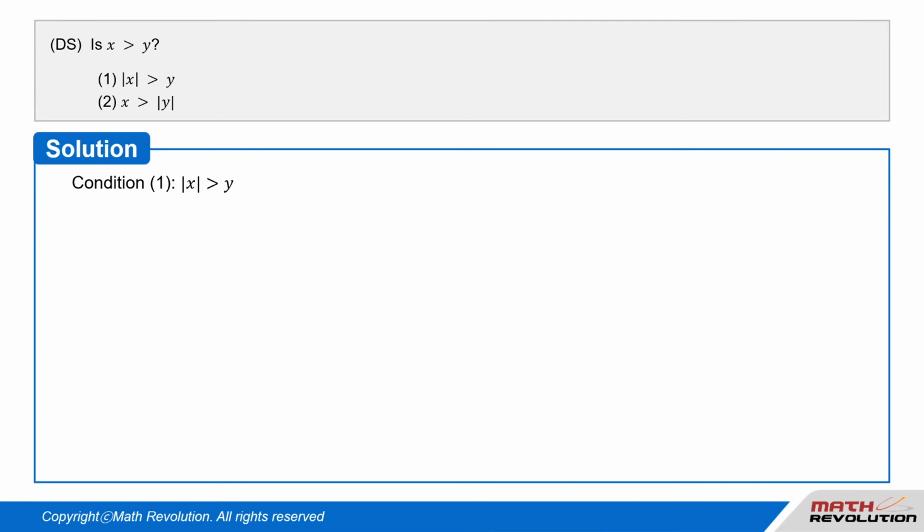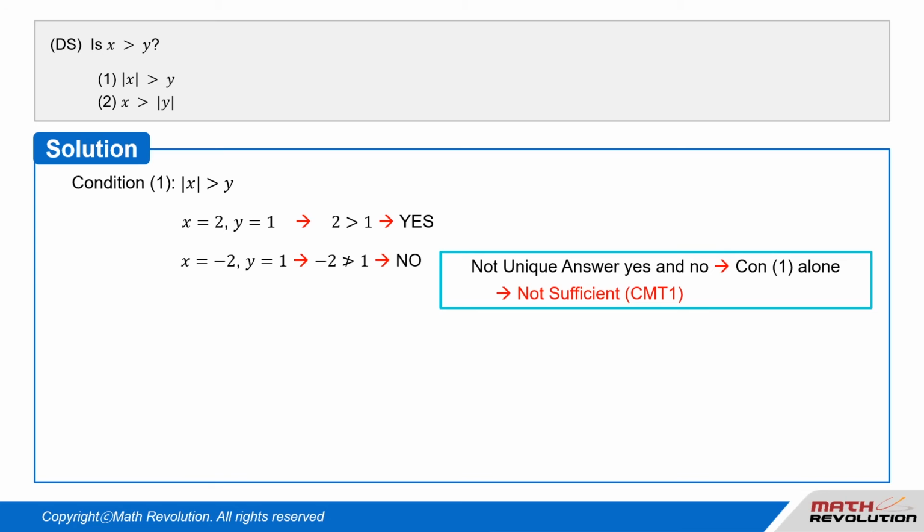Condition 1 tells us that absolute value of x is greater than y. If x equals 2 and y equals 1, we get 2 is greater than 1, which is yes. However, if x equals negative 2 and y equals 1, we get negative 2 is less than 1, which is no. The answer is not unique, so the condition is not sufficient by the common mistake type 1, which means that you get both yes and no as the answer.